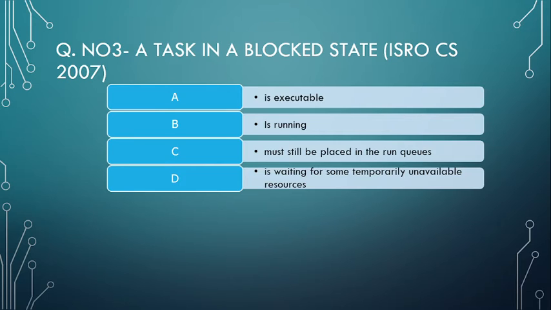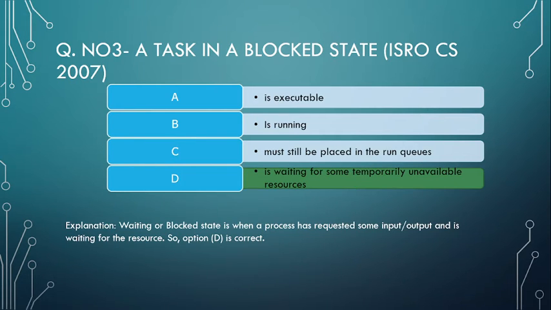And the third question: a task in a blocked state. Here we can see a task or a process. A task in a blocked state: option A is executable, B is running, C must still be placed in the run queues, D is waiting for some temporarily unavailable resources. As we already saw, a blocked state or a wait state is waiting for some temporarily unavailable resources.